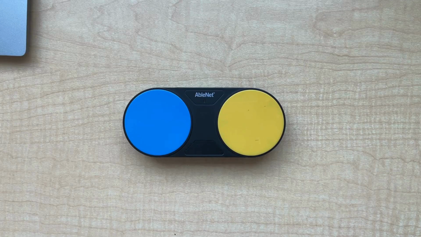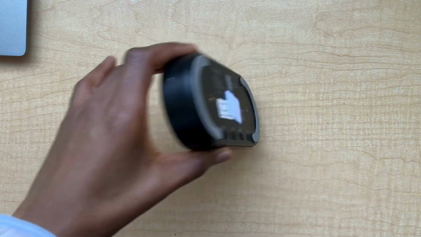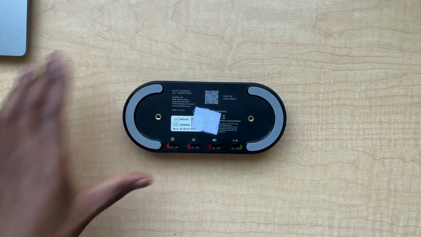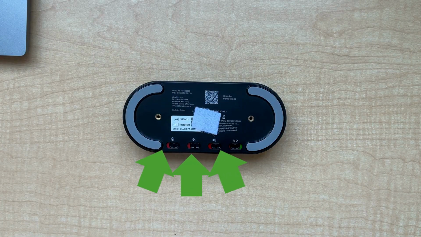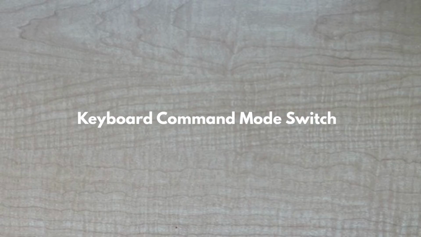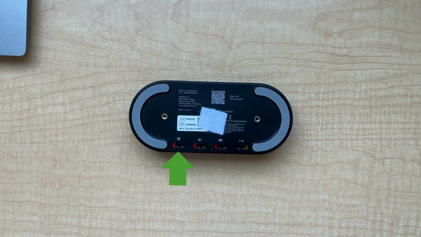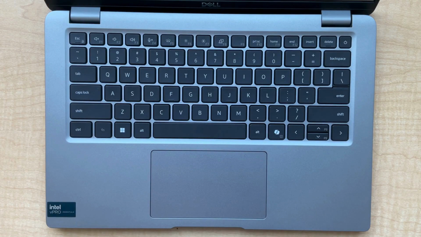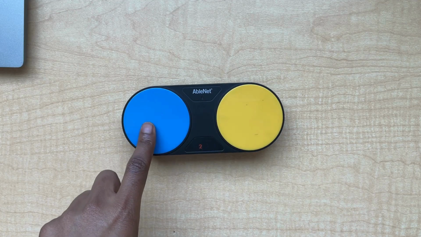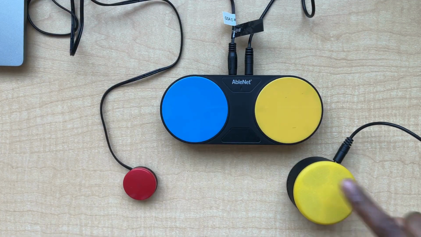The Bluetooth also has many features for users to adapt the interface to meet their needs. These can be activated using the 3 switches on the back of the device. Keyboard Command Mode Switch. The Keyboard Command Mode switch allows you to change which computer keys, either the built-in Bluetooth buttons or the connected adaptive switches, will be controlling.